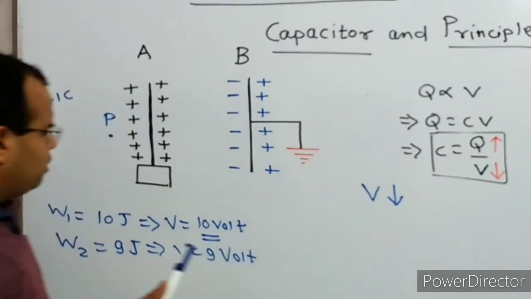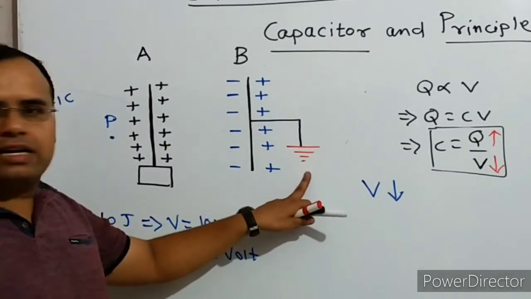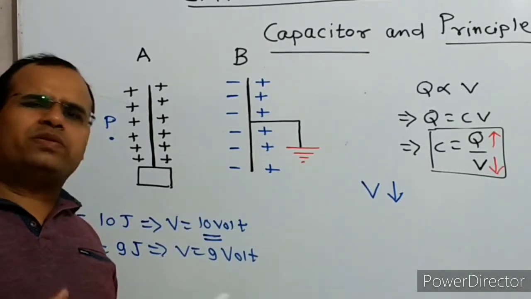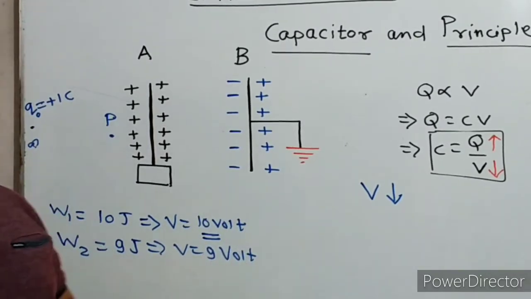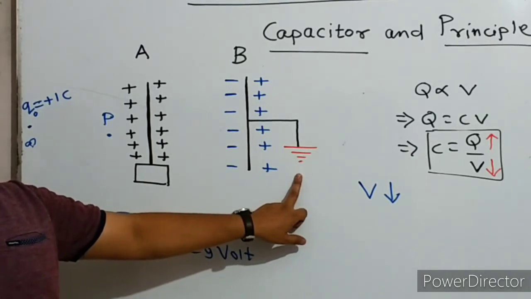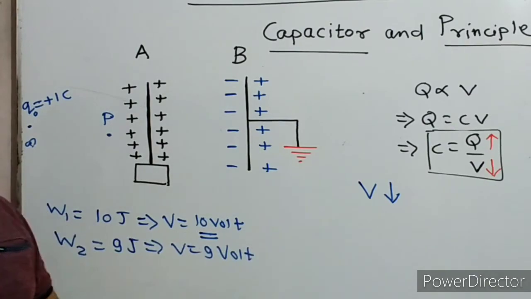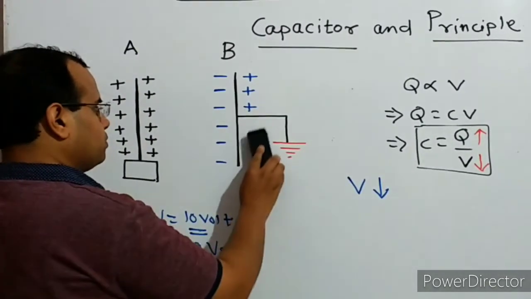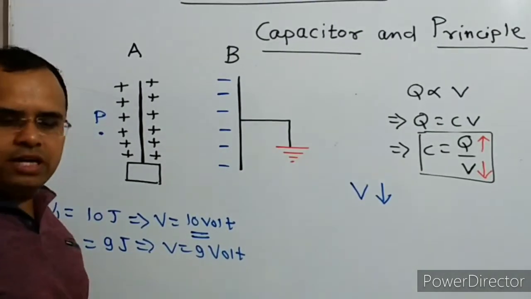Now we can decrease it further. How can we decrease it further? What we did, we connected it to earth. When we connected it to earth, in earth positive and negative charges are there, infinite positive and negative charges. So these negative charges on the earth flow to the plate and they neutralize these positive charges. So what has happened now?